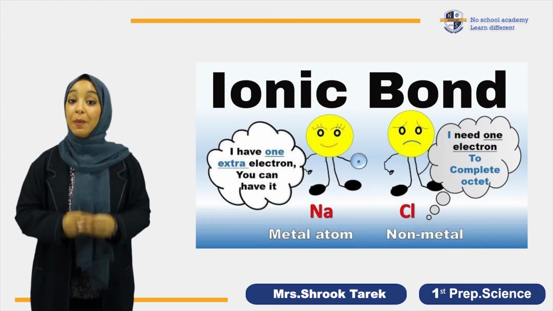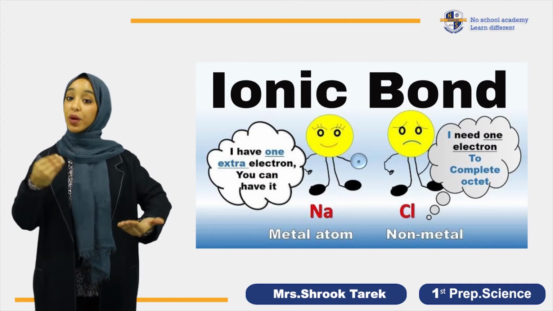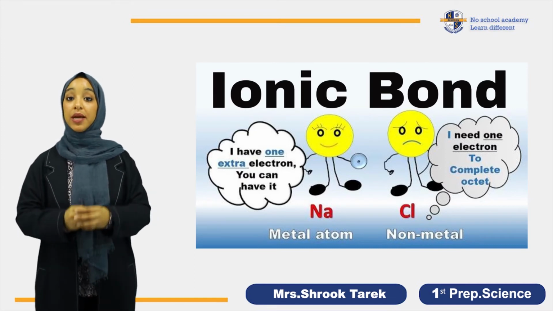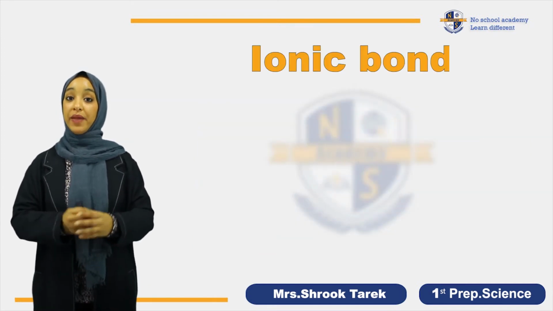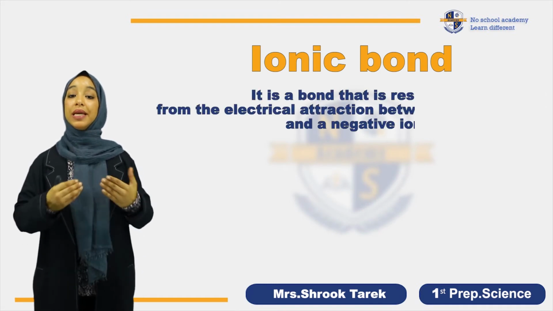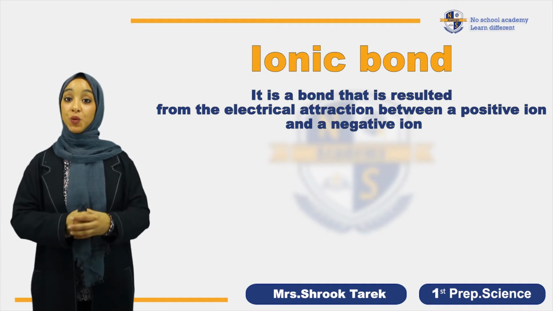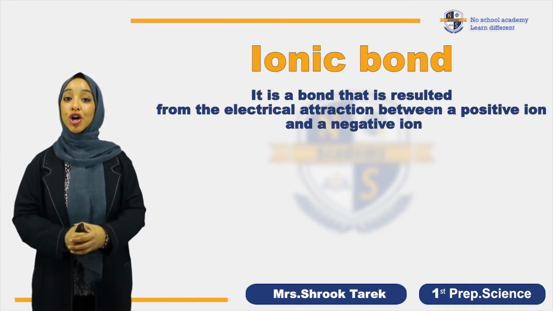طبعا المين جول ما ننساش إن whether they lose or gain in order to complete 8 electrons octet in their outer energy level. So at the end هنقول إن ionic bond it is a bond that is formed due to the electrical attraction between positive and negative charged ions.